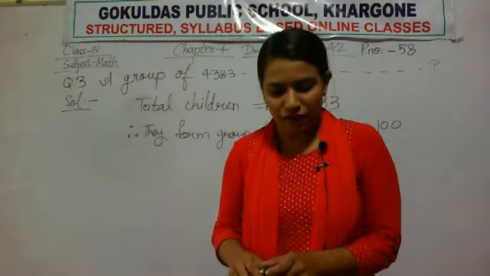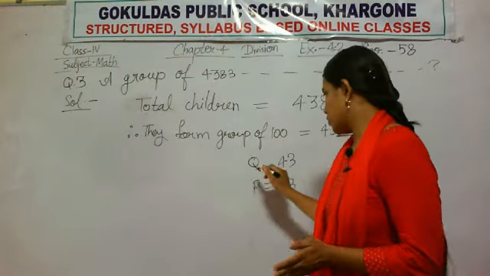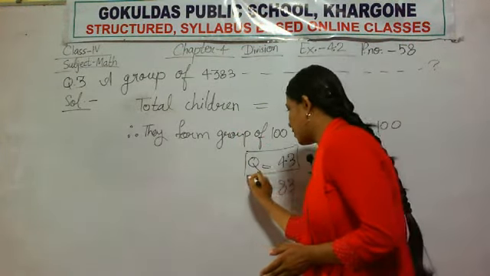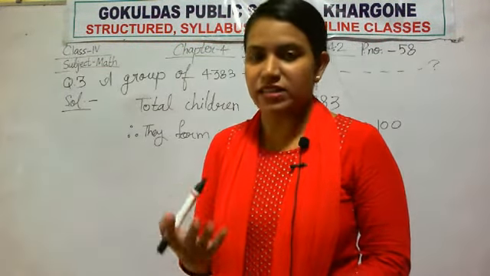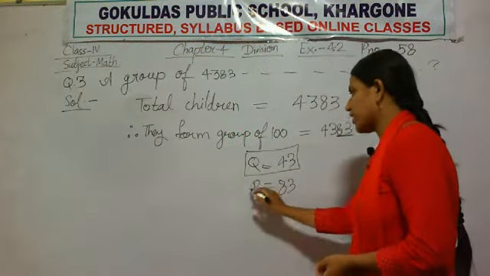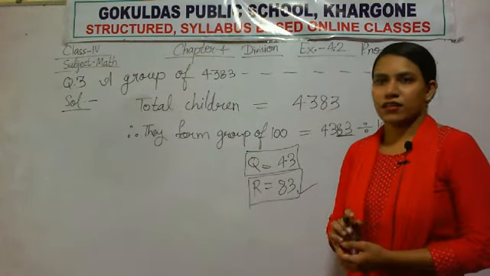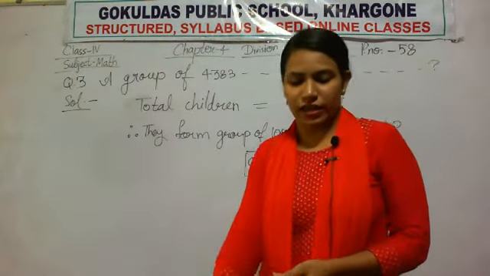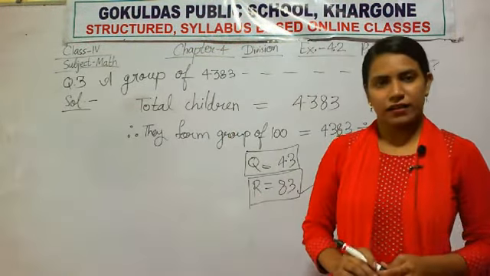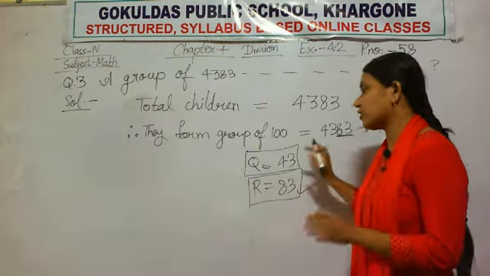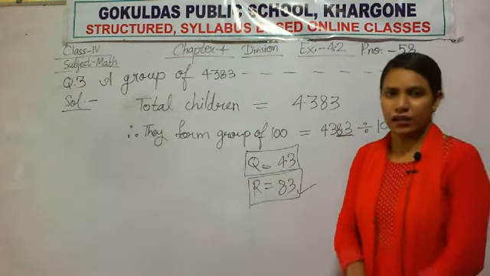So in the question they have asked us how many groups did they form? So total 43 groups they have formed, and how many children were left? Here remainder is 83. So we can say that 83 children were left. Okay, we have formed 43 groups of 100 children and 83 students were left.